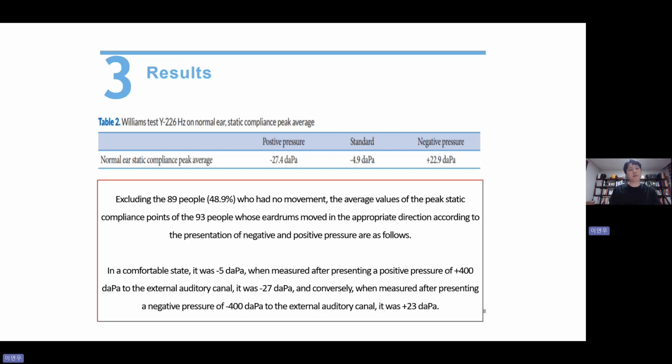Excluding the 89 people who had no movement, the average values of the peak static compliance point of the 93 people whose eardrum moved in the appropriate direction according to presentation of negative and positive pressure are as follows. In a comfortable state, it was minus 5 Pascal. When measured after presenting a positive pressure of plus 400 Pascal to the external auditory canal, it was minus 27 Pascal. And conversely, when measured after presenting a negative pressure of minus 400 Pascal to the external auditory canal, it was plus 23 Pascal.